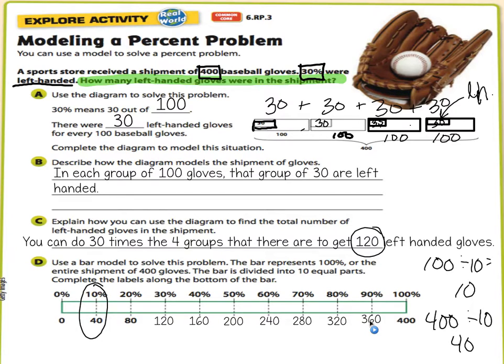Okay? So again, since we divided it into 10 equal parts, we can take 400, divide by 10, and figure out that each box is not only worth 10%, but that 10% is equal to 40 left-handed gloves. So every time you go up by 10%, you go up by 40 gloves.